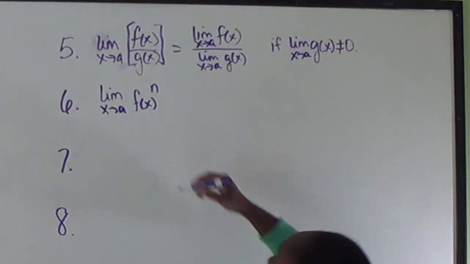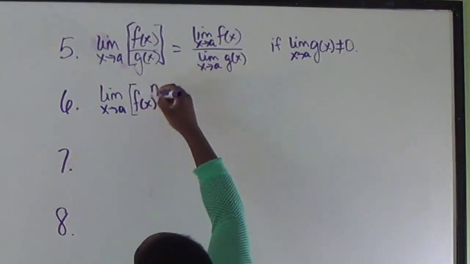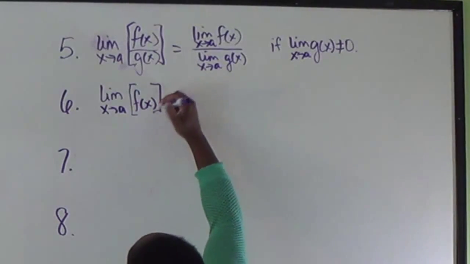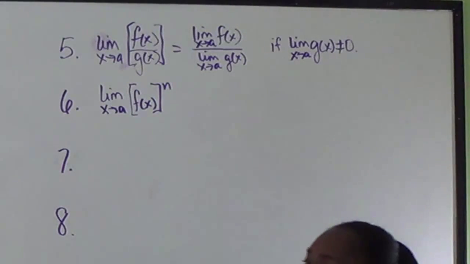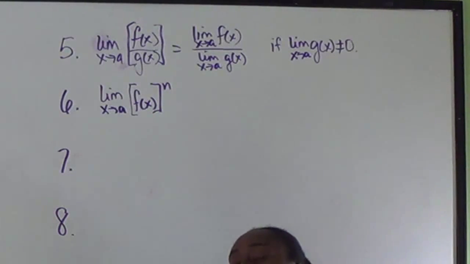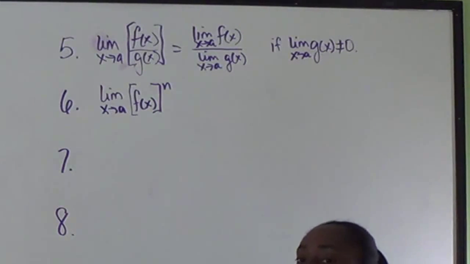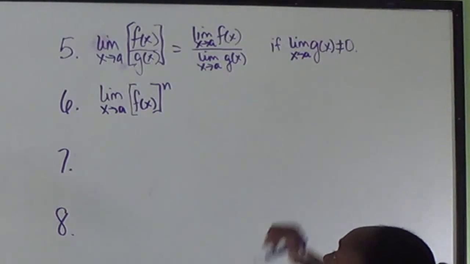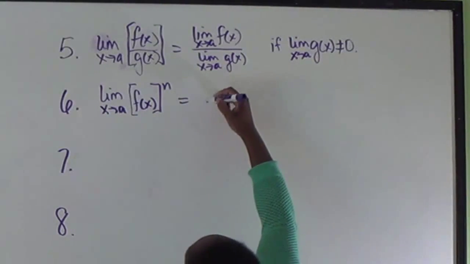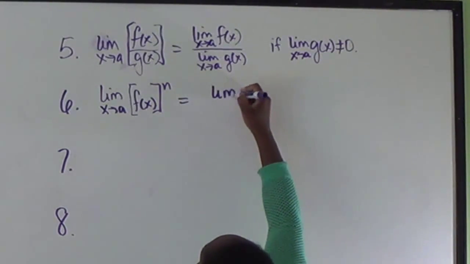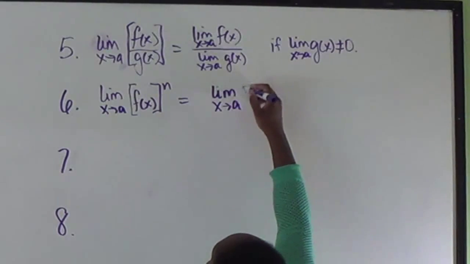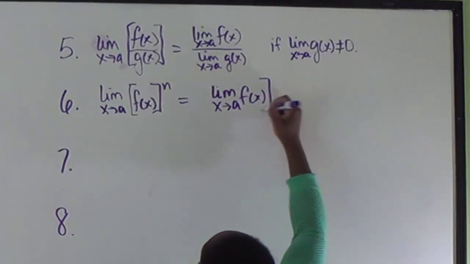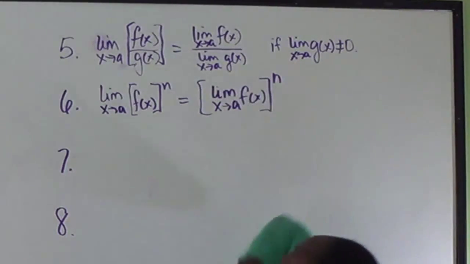So if I've got a function, I'm going to put brackets here so that you can see which piece I'm looking at. If I've got a function raised to a power, again a positive integer power, so I'm thinking like polynomials, x squared, x cubed, x to the fourth, etc., then the limit is going to be the same as if I took the limit as x goes to a of f of x and then raised that value to the nth power.